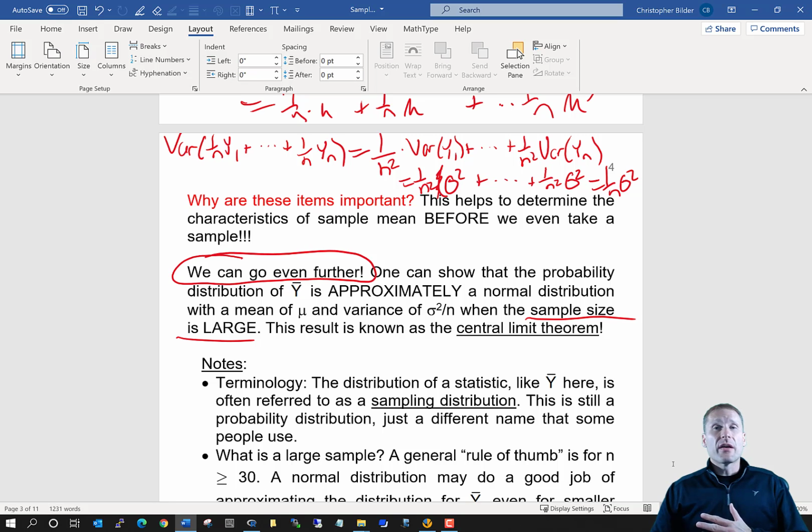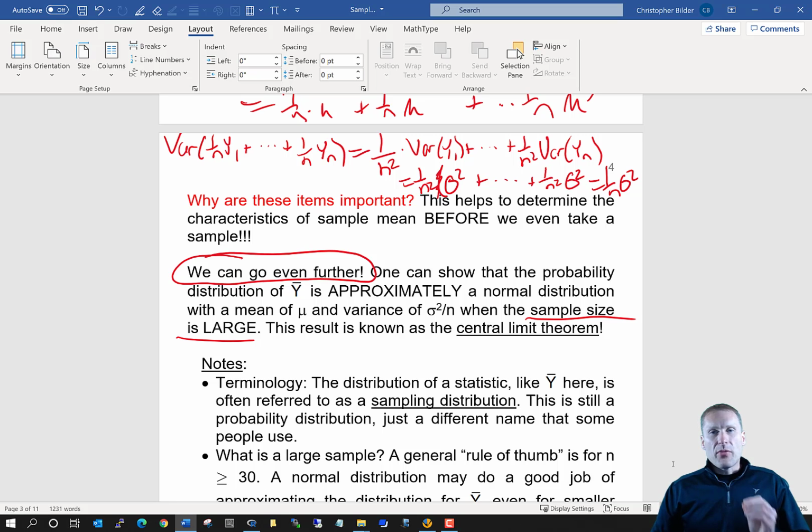It comes in very, very useful in so many different places. While we are talking about this with respect to y bar, this central limit theorem can actually be applied in other situations. We'll look at a few of them later in the semester, but there are many other situations where this works out.